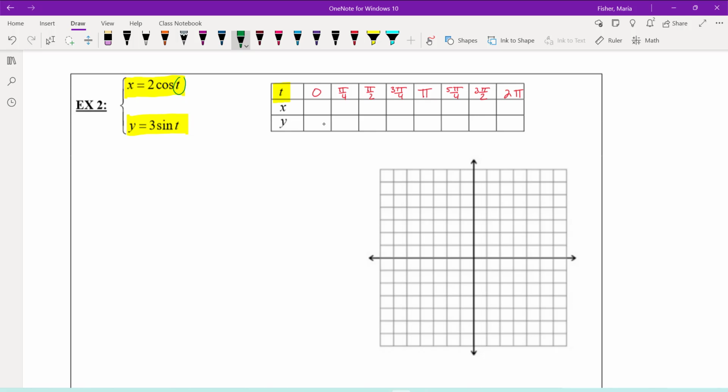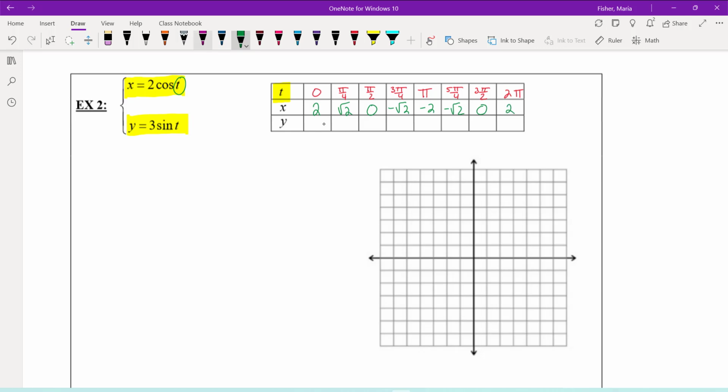And then you're plugging the t's in to solve for your x and your y. So when t is equal to 0, we have 2 times the cosine of 0, which is 2. Plugging in a pi over 4, 2 times the cosine of pi over 4 becomes square root of 2. A pi over 2 would give us 0. A 3 pi over 4 would be negative square root of 2. Pi, negative 2. 5 pi over 4, also negative square root of 2. 3 pi over 2 is 0, and at 2 pi, we'd be back at 2.